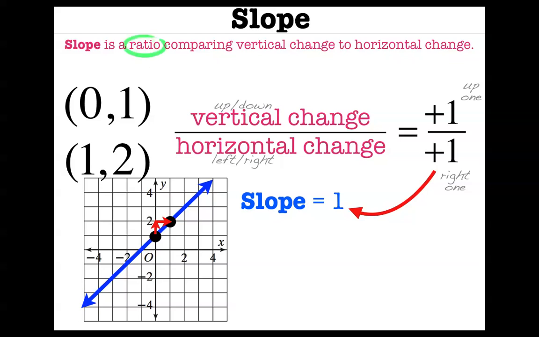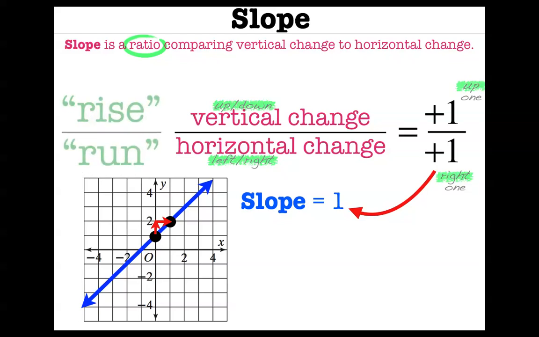So remember that slope is a ratio. It's a ratio of the up-down number and the left-right number. And since it's a ratio of the up-down number and the left-right number, like up 1 or right 1, sometimes what we do for slope is we say slope is rise over run, because it's the up-down number over the left-right number.